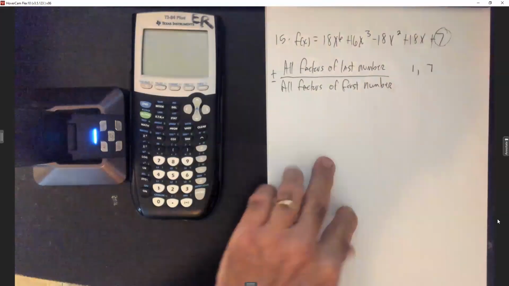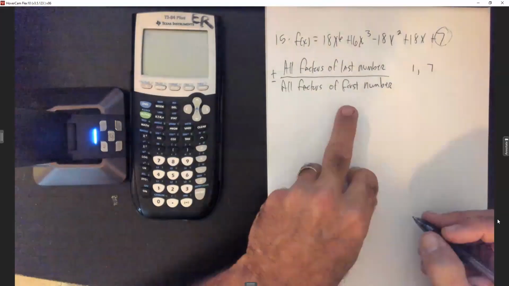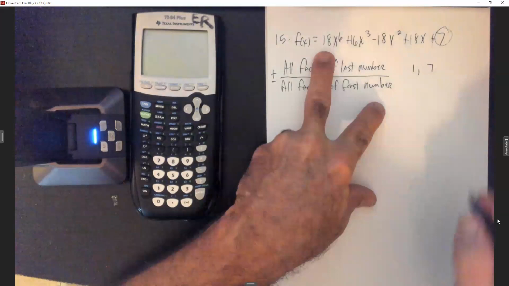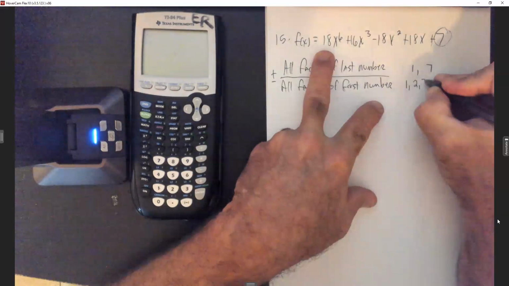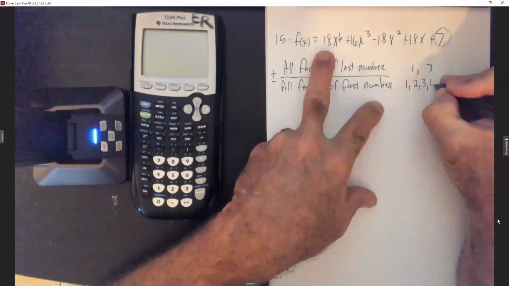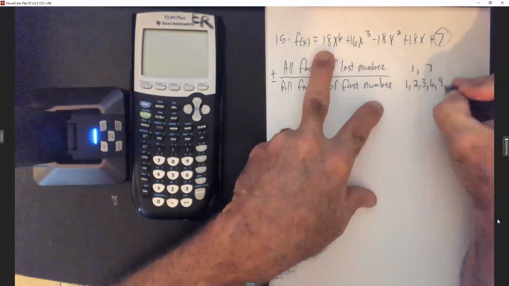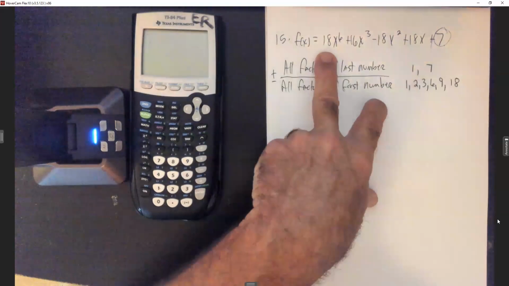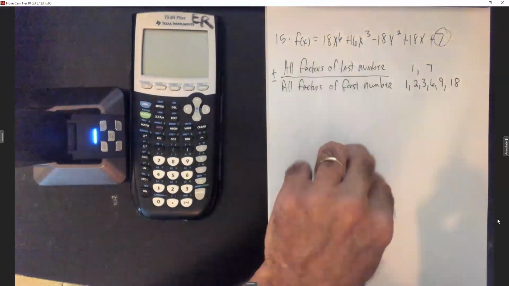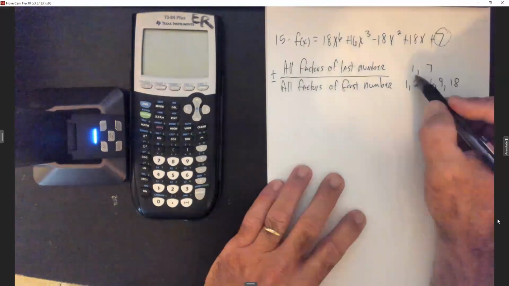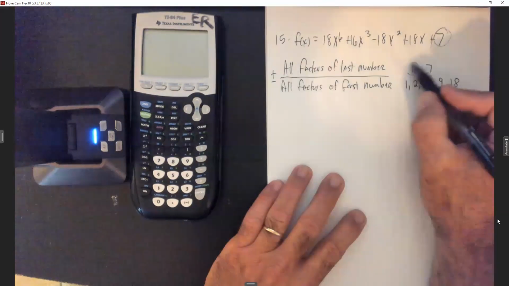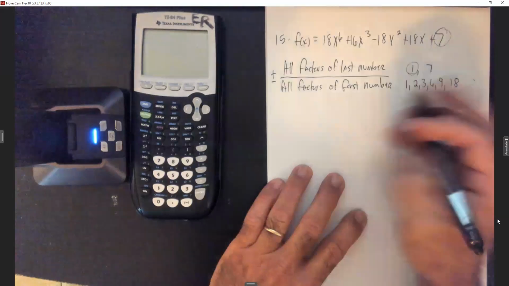Now here's the tedious one, 18. 18 can divide by 1, 2, 3. What's next? 6, 9, and 18. And I think that's it, right? 9, yeah. So what we want to do is find all the combinations where we can take these numbers, 1 and 7, and divide by all these numbers. And in front of all those will be a plus or minus.